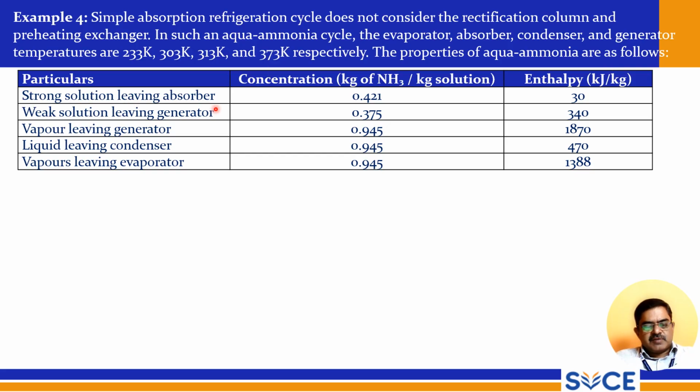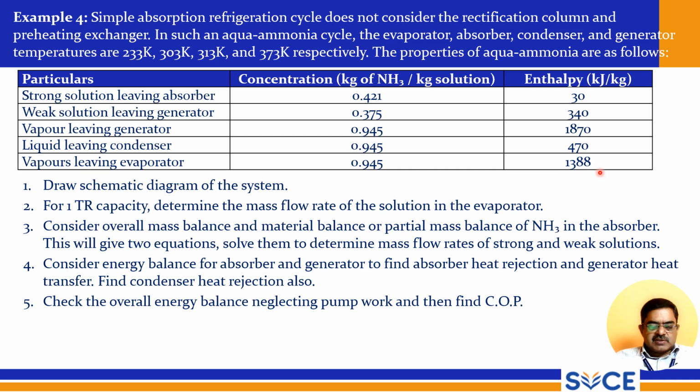Strong solution leaving the absorber has concentration 0.421 kg of NH3 per kg, and enthalpy is 30. Weak solution leaving generator is 0.375, and enthalpy is 340. Vapor leaving generator is 0.945, and enthalpy is 1870. Liquid leaving condenser is 0.945 with enthalpy 470, and vapor leaving evaporator is the same 0.945 with enthalpy 1388 kilojoules per kg. So this is the problem statement.